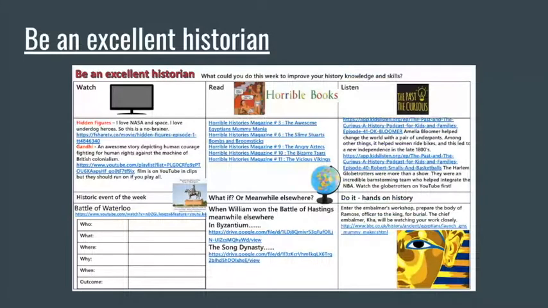Be an excellent historian. This is something I started using in the first lockdown back in March. So what could you do this week to improve your history knowledge and skills? So these are some ideas. They're not really related to what we would be doing in the curriculum, but they're just a way of extending pupils' knowledge. So you can either watch something, read something, listen to something. There's always a historical event of the week. So for example, Battle of Waterloo. There's a what if or meanwhile elsewhere. So when William won the Battle of Hastings, meanwhile elsewhere. So what was going on in the world at the same time as this? And also some hands-on history.